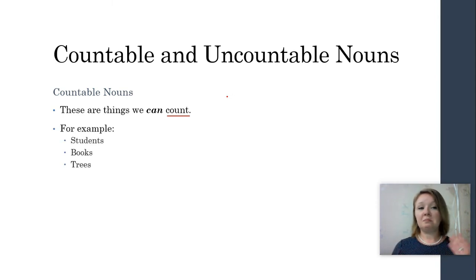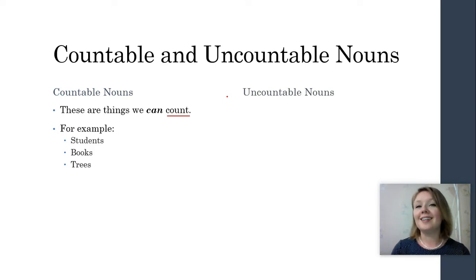For example, students, books, and trees. I can count students, right? In this class, I have 18 students. Over there, I have 100 books. Outside, there are millions of trees. I can count these things. So we call these nouns countable nouns.